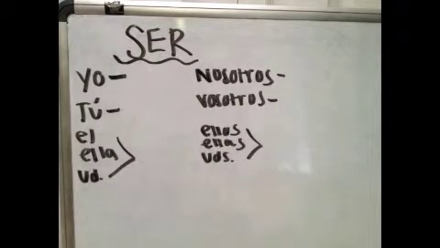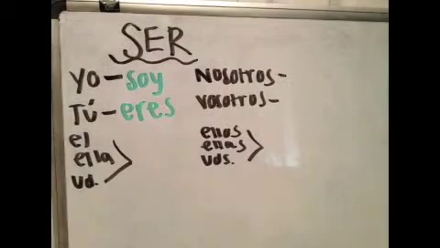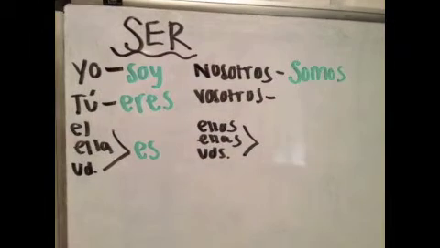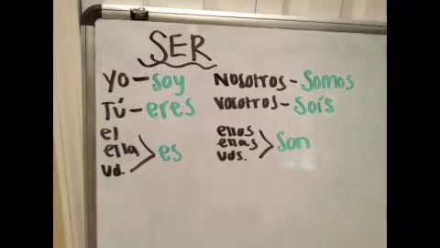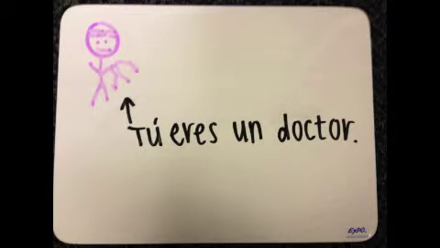An irregular verb in the present tense is ser. The conjugations are as follows: soy, eres, es, somos, sois, and son. Tú eres un doctor, or you are a doctor.